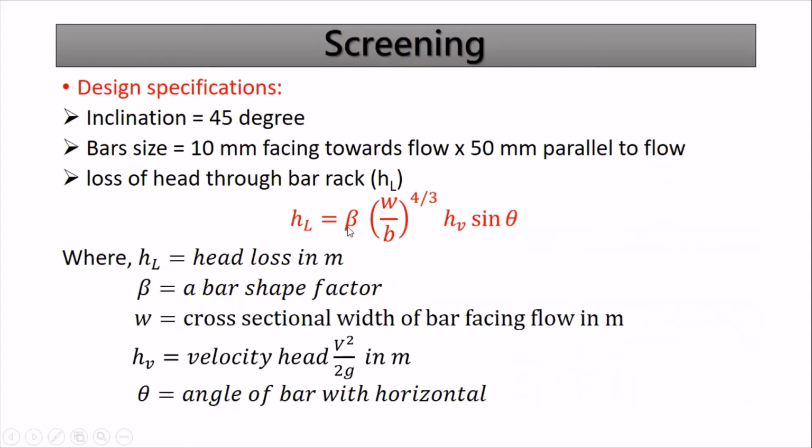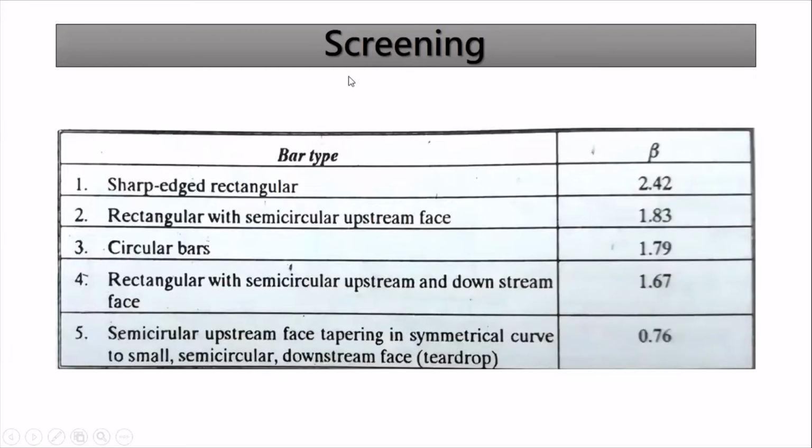HL is equal to beta in bracket W by B raised to 4 by 3 HV sine theta, where HL is the head loss in meters, beta is the bar shape factor, W is the cross-sectional width of the bar facing the flow in meters, HV is the velocity head, V squared by 2g, in meters, and theta is the angle of the bar with the horizontal. And this is the design of bar type and the value of beta taken.